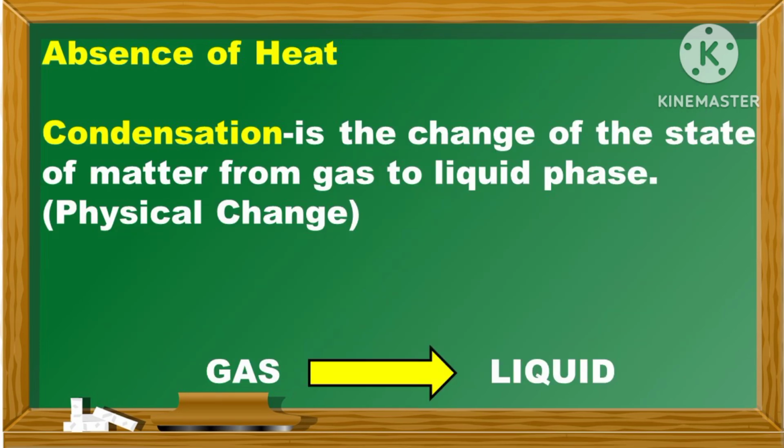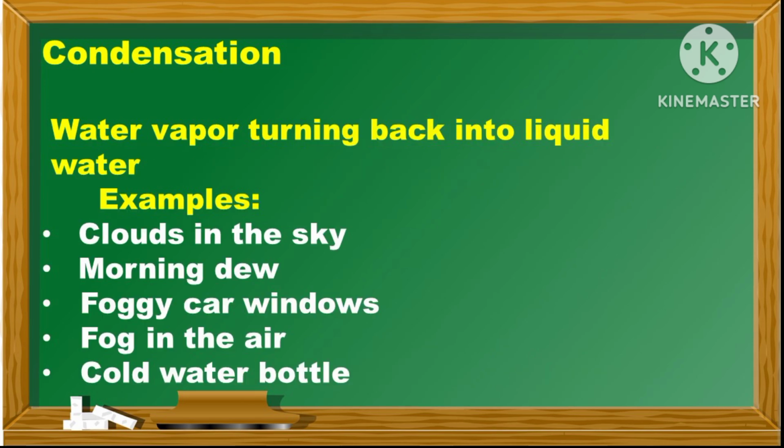Condensation is the change of the state of matter from gas to liquid phase. Water vapor turning back into liquid water. Examples: clouds in the sky, morning dew, foggy car windows, fog in the air, cold water bottle.